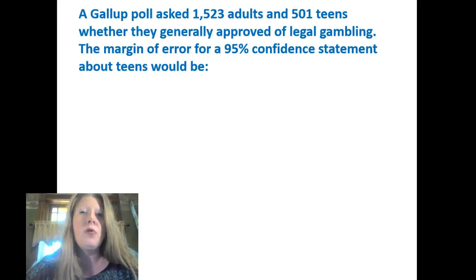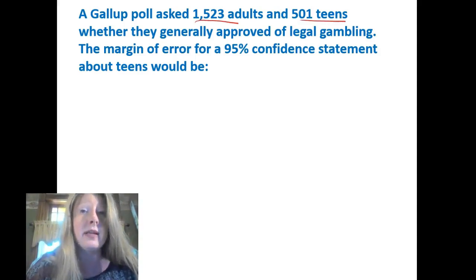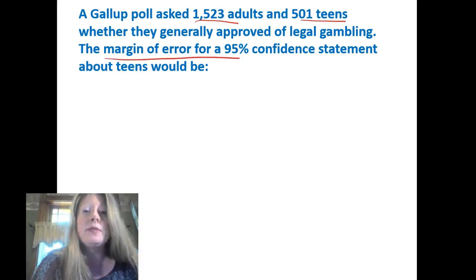So I want to ask a couple questions here as we start to wrap up our portion of the lecture on proportions. And again, as always, I encourage you to look at the options here, pause, come back, and see if your answer matches mine. A Gallup poll asked 1,523 adults and 501 teens. So we have these two samples here. One is larger than the other. Whether they generally approved of legal gambling. The margin of error for a 95% confidence statement about teens would be what?